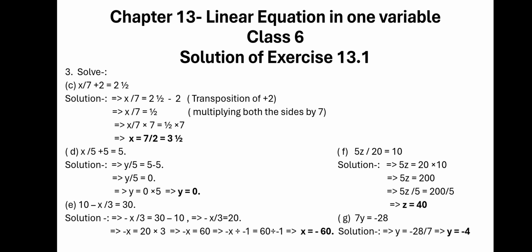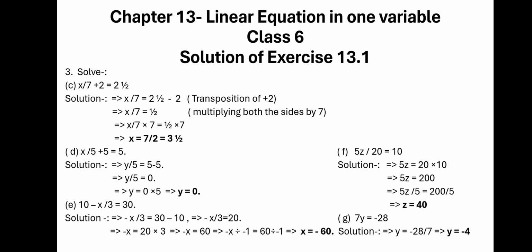F question. 5z upon 20 equal to 10. Now 5z equal to 20 multiplied by 10, and that is 5z equal to 200. So 5z divided by 5 and 200 divided by 5. So both the sides of the equation we are dividing by 5, and therefore z is equal to 40. 200 divided by 5 is 40.